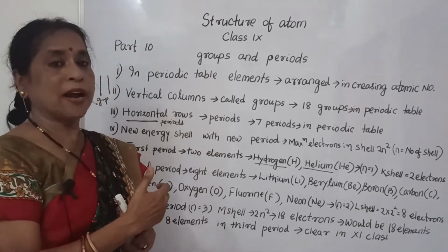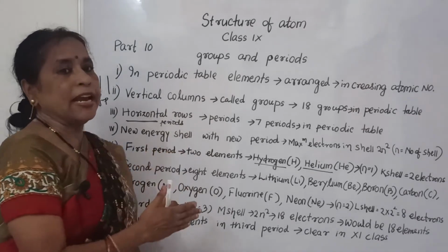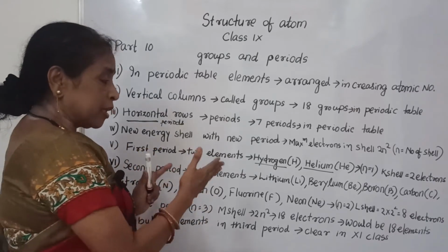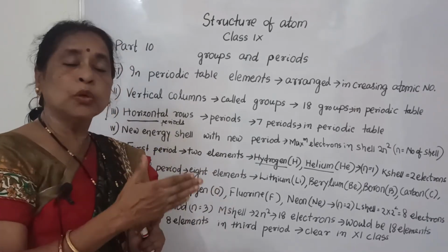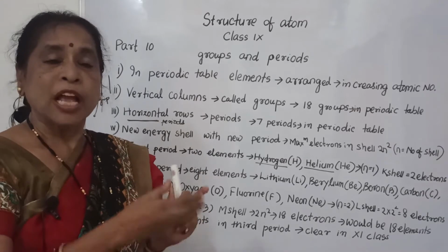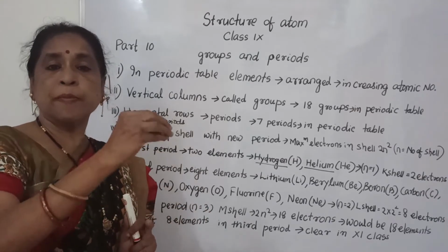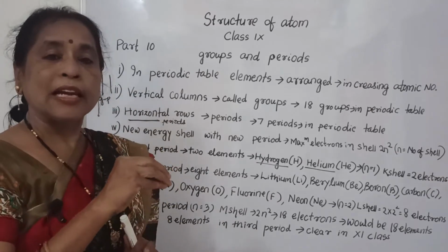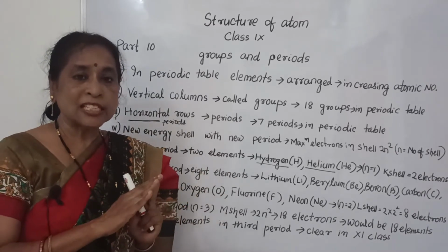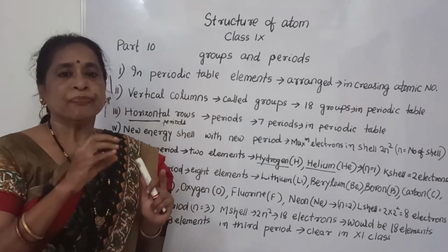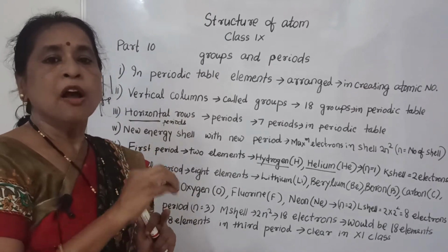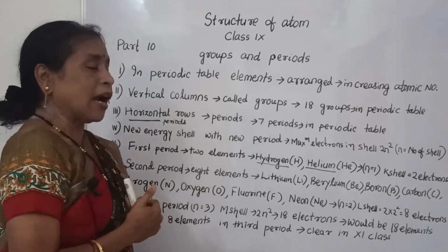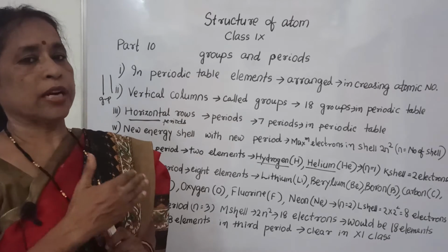But here what happened? Here only 8 elements are present in the third period. But according to the formula 2n squared, that is equal to 18. 18 electrons, that is the maximum number. That means it would fill 18 elements, but it is not the case. Here only 8 elements are filled. Then the question here is, why only 8 elements, not 18?